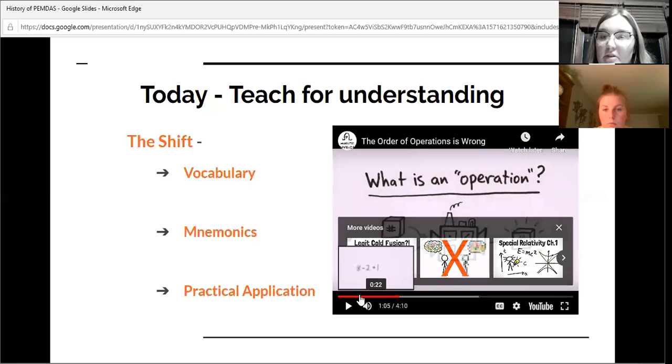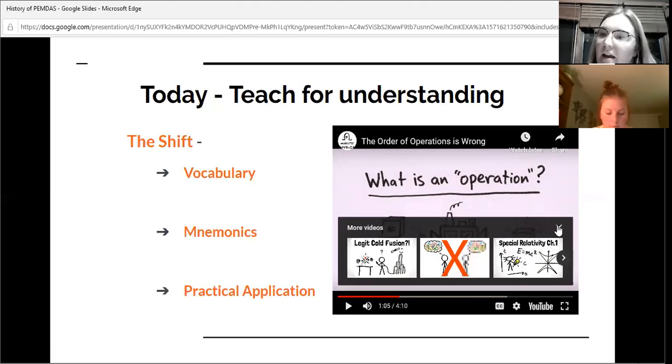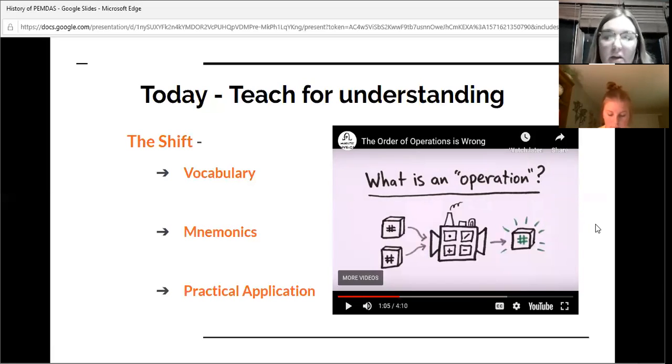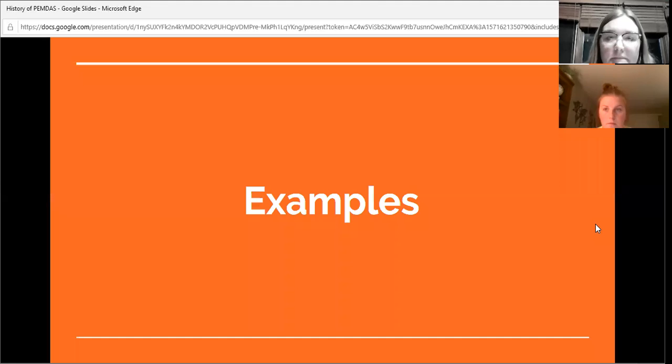All right, so that's just a little explanation on how the order of operations works and why it can be confusing between PEMDAS and actually understanding the order. So right now we're trying to teach for understanding rather than teaching the mnemonics. Less of a trigger and more practical application, so you generally understand what you're learning. So here comes the example portion.